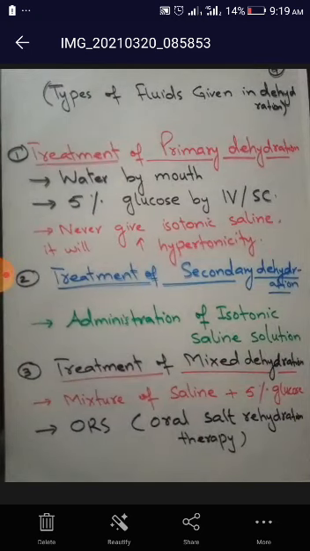How will ORS be prepared? You can take 1 liter of water and add 20 grams of sugar, 4 grams of sodium chloride, 3 grams of sodium citrate, and 1.5 grams of potassium chloride. Now, how will these chemicals be added at home?